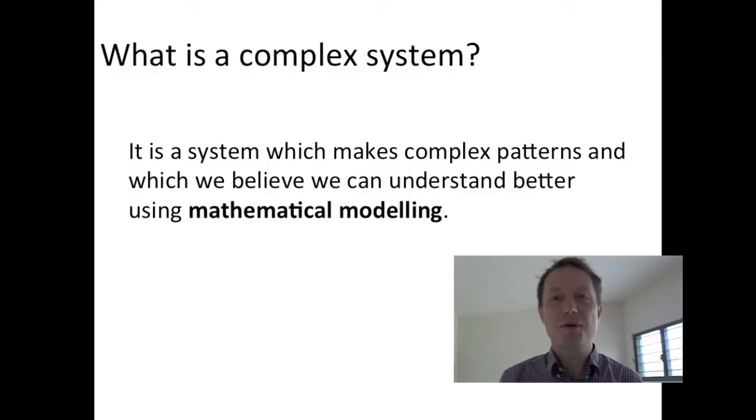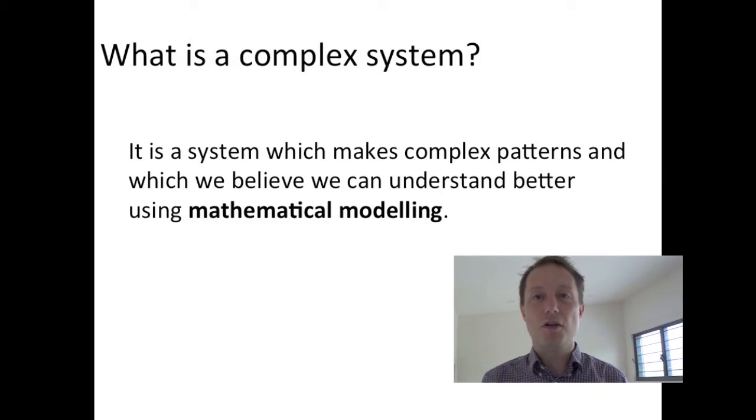And that extra twist turns out to be central to what we do from now on. And the extra twist is this. We say that a complex system is any system that makes a complex pattern and which we believe we can understand better using some type of mathematical model. So if for any of those systems I've just shown you, we think we can build a mathematical model that allows us to better understand how those systems work, then we can call it a complex system.